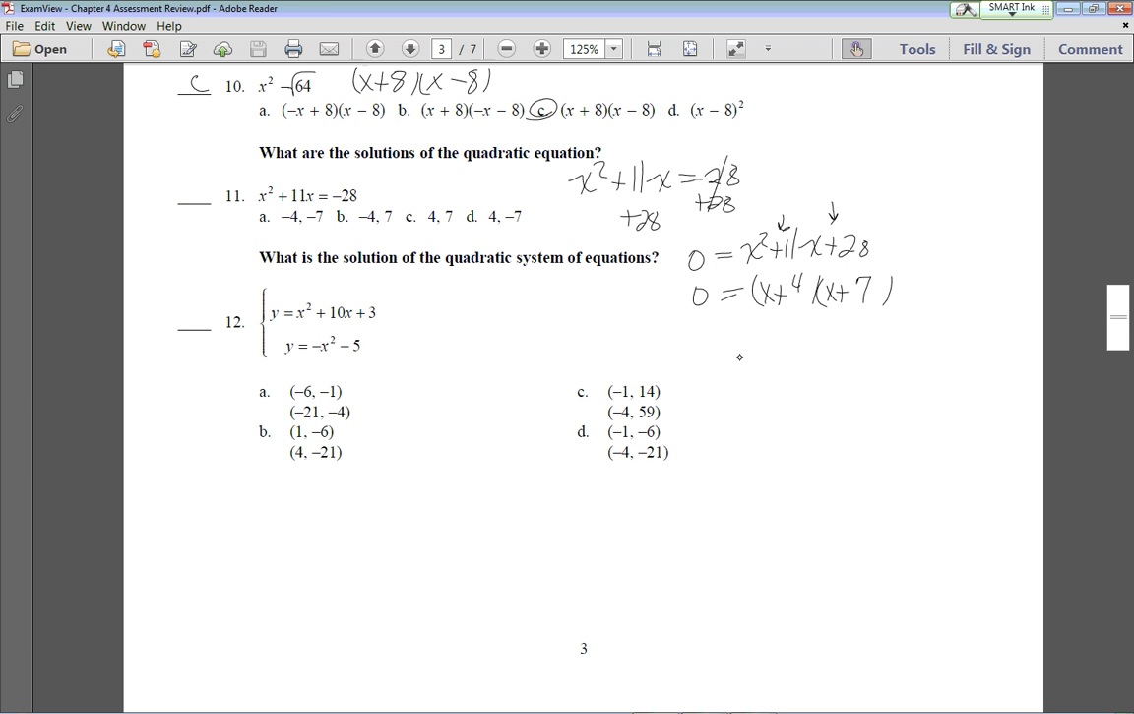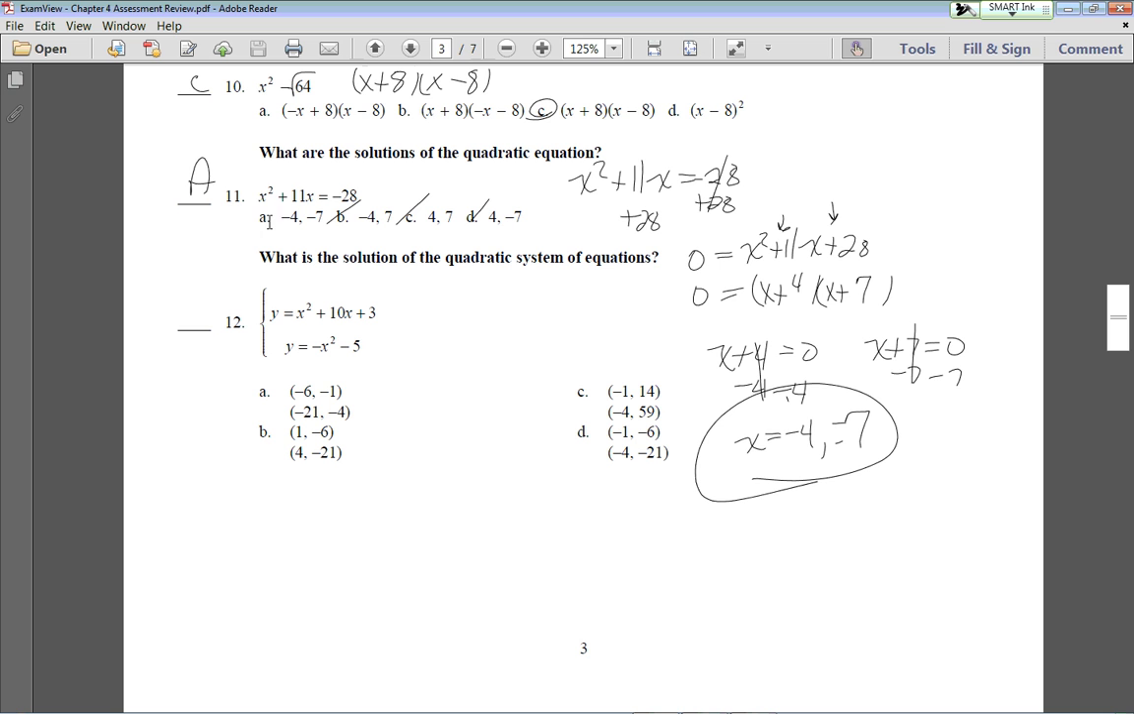Now, we're still not done. We have to figure out what the solutions are. For the solutions, we take each one of these factors individually and set it equal to 0 and solve for x. So if we subtract the 4 from both sides, we get x equals negative 4. And if we subtract the 7 from both sides, we get x equals negative 7. All right? So our answer is negative 4, negative 7. Not that one, not that one, not that one. Hey, there we go. It is letter A.